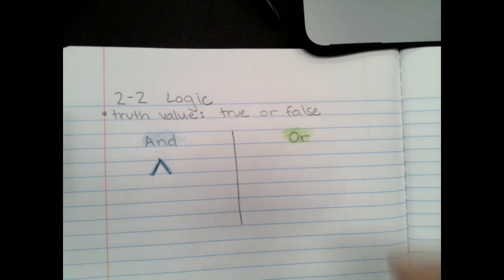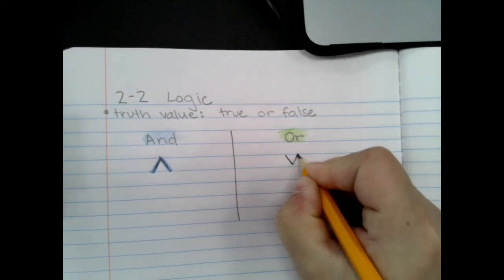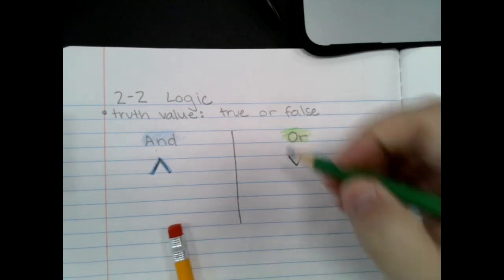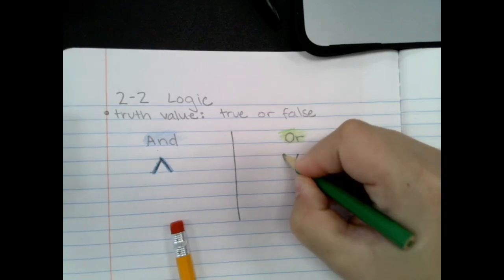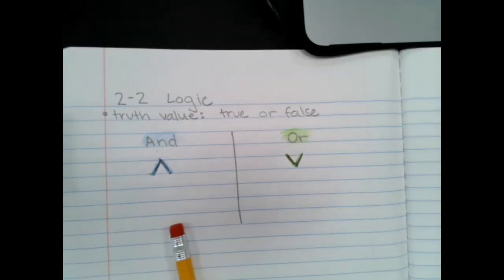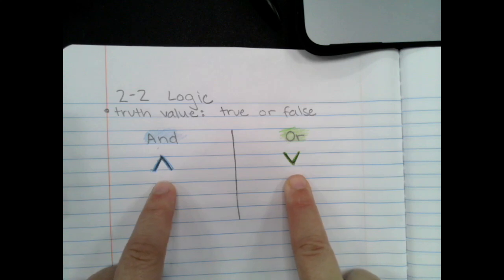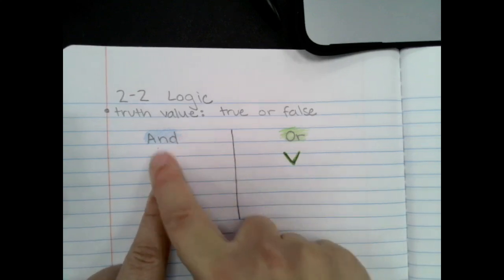Focus. All right, or is a regular capital V almost. So in your practice today and in our examples, we're going to see these symbols, and based on those symbols, we're going to know if it's an and statement or an or statement.